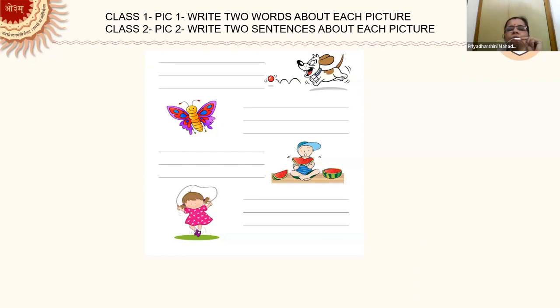You can see a dog there. Teachers, the dog is chasing the ball. The colorful dog is playing with the ball. Playing with the ball. Okay.